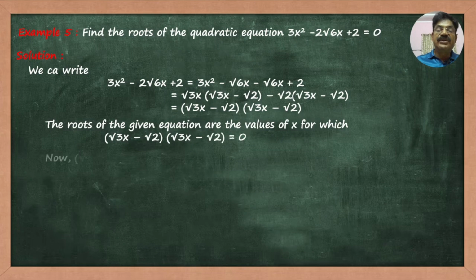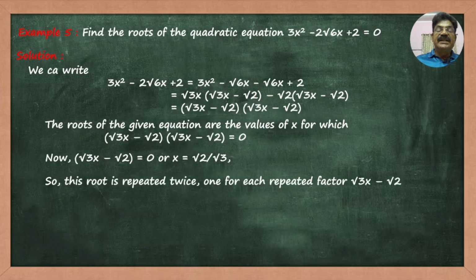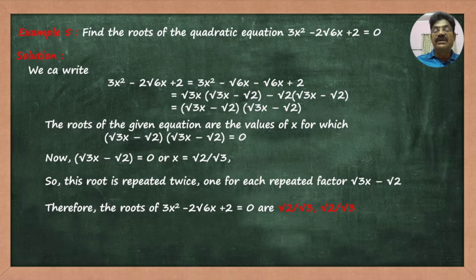Therefore, when you equate it to 0, you get x = √2/√3. Since it is a quadratic equation, it must have two roots. Here we have a repeated root. Therefore, the roots of 3x² - 2√6x + 2 = 0 are √2/√3, √2/√3. Since it is a repeated root, you have to write it again. It is written twice. You have to keep this in your mind.